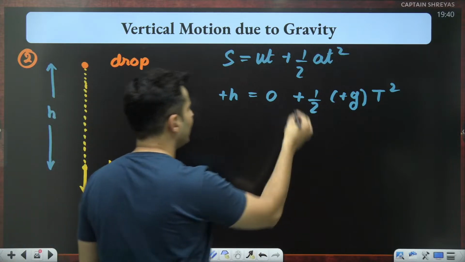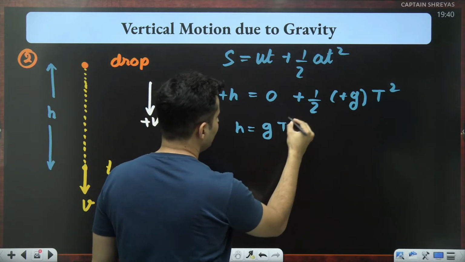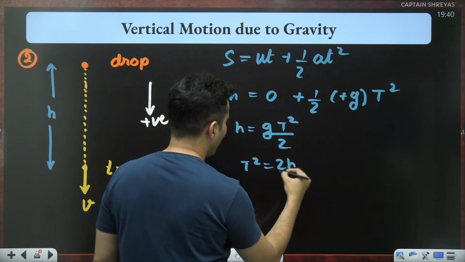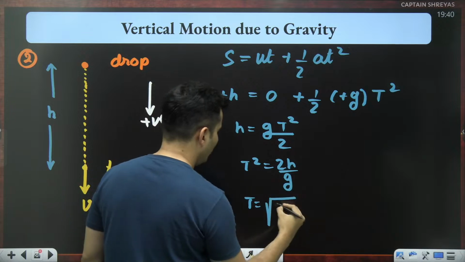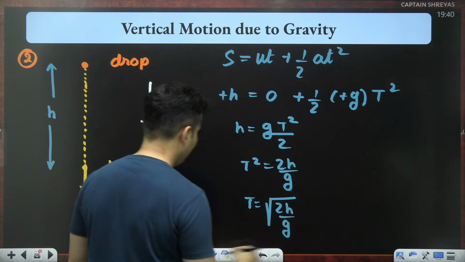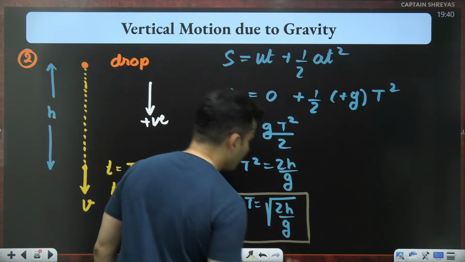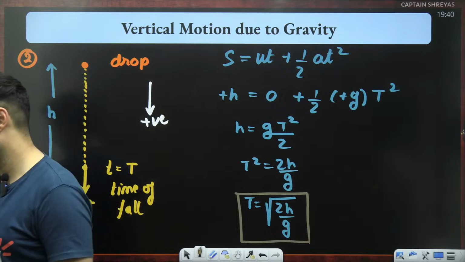So now rearrange and see what do you get. So h is basically gt square divided by 2. So t square is equal to 2h divided by g. So therefore t is nothing but root of 2h divided by g. That's the answer. So that's the time it is going to take to fall down. Root 2h by g.